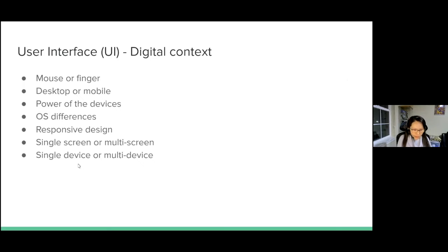So let's dig into the topic of user interfaces. In the digital context, our minds go straight to being a technologist and we think about these things. Are you going to be using a mouse or your finger to navigate? Is it going to be on a desktop screen or on a mobile device? Do you need to think about the power of the devices? Would OS differences cause any issues that you have to consider? Thinking about responsive design, do you want to design for a single-screen or multi-screen experience? Is it a single-device or multi-device experience?